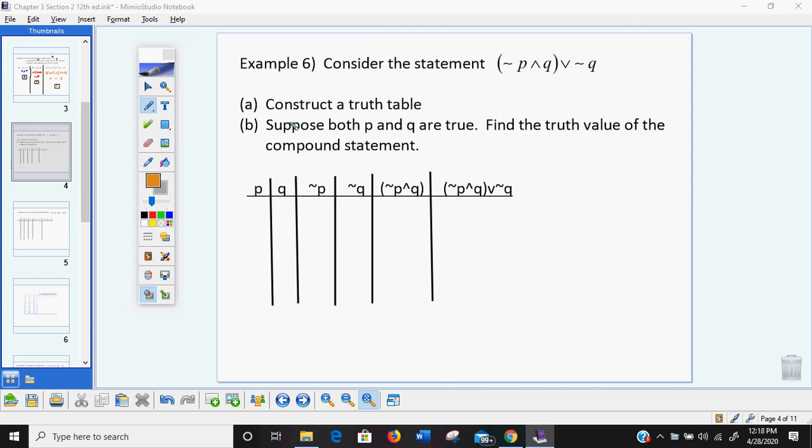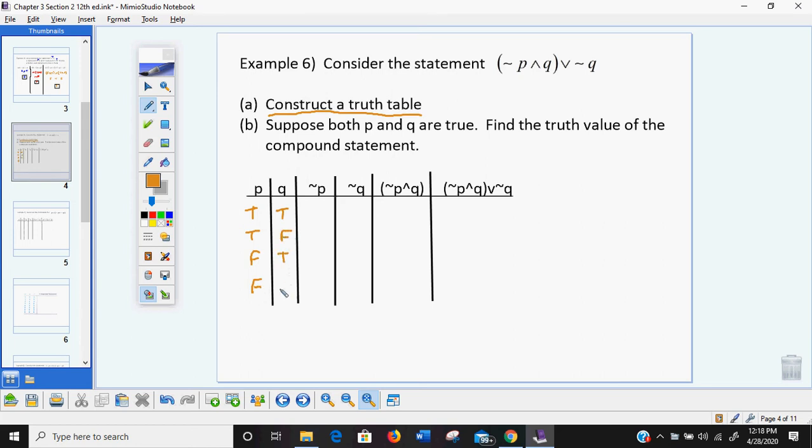This time we're going to construct an entire truth table. Okay, so we're going to start from scratch. Here's the statement we're looking at. So first of all, you see a P, you see a Q. So go ahead, always do the P, Q. So that would be true, true, false, false. And then Q is true, false, true, false.